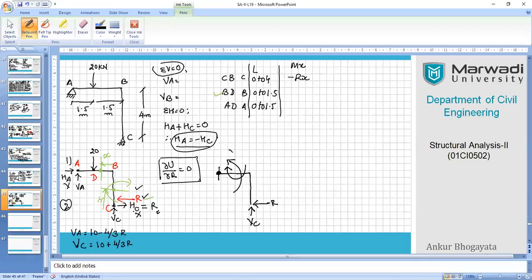First, VC will be VC into X, because now X is moving like this. So VC into X is my first term, and that is positive because it is moving anti-clockwise, and R will be negative because it is moving clockwise. So that is 4R. We'll not do anything with this right now, but later on we will come back to it.